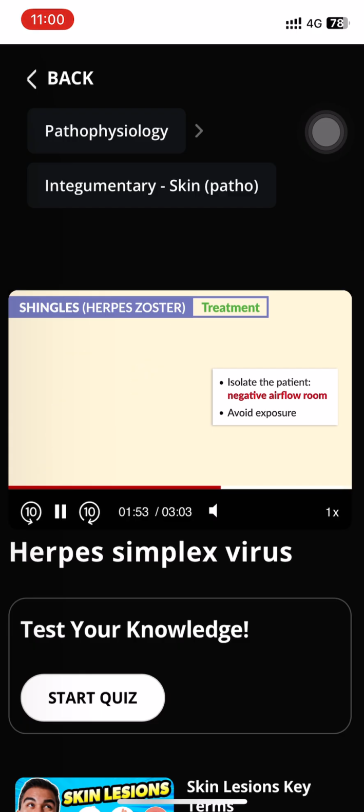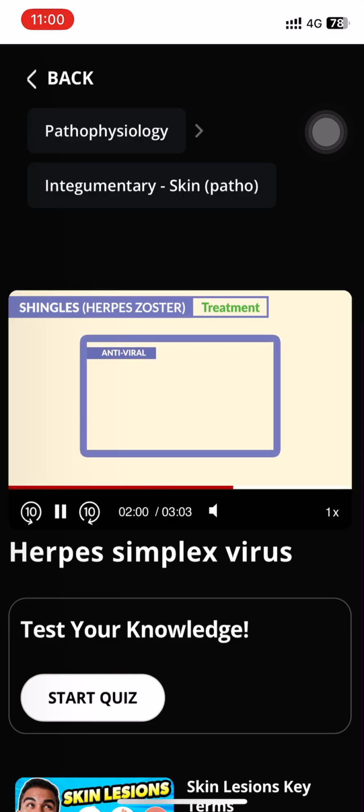And lastly, we administer antiviral medications like acyclovir, as well as give analgesics for the pain. So let's play that segment now from our pharmacology master course.